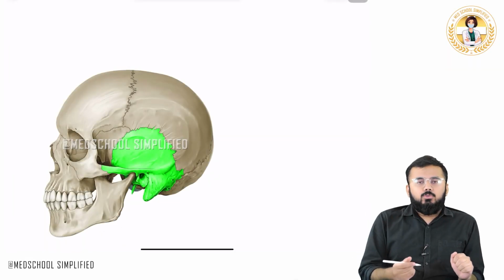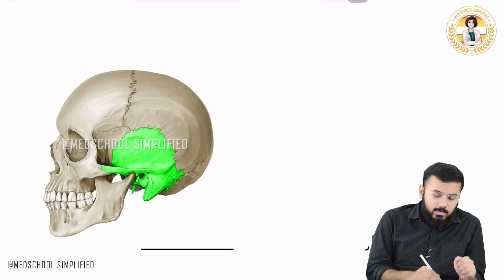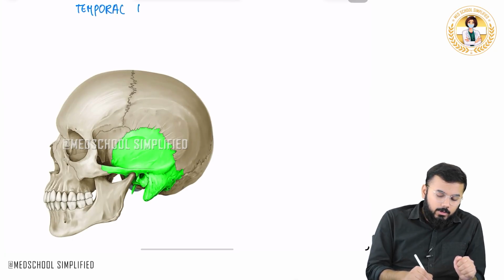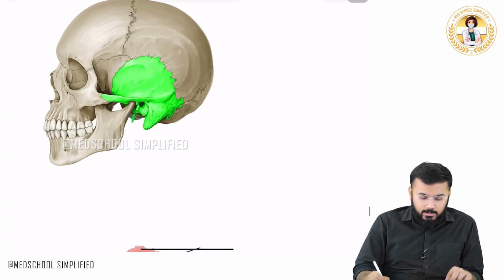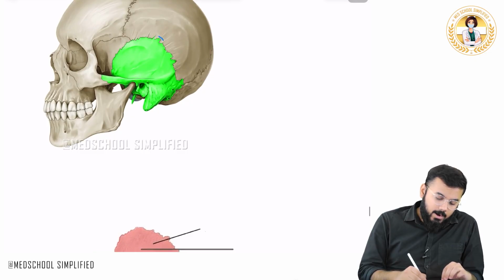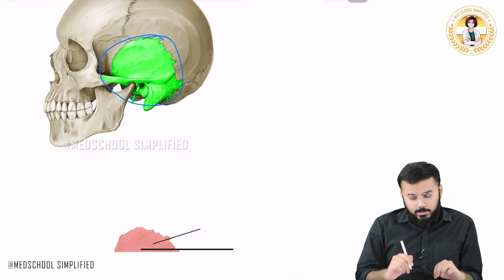Hello guys, so now we shall be discussing the anatomy of the temporal bone. Regarding the anatomy of the temporal bone, there are a few important things you need to understand. For example, this entire part which is highlighted in green is called the temporal bone.